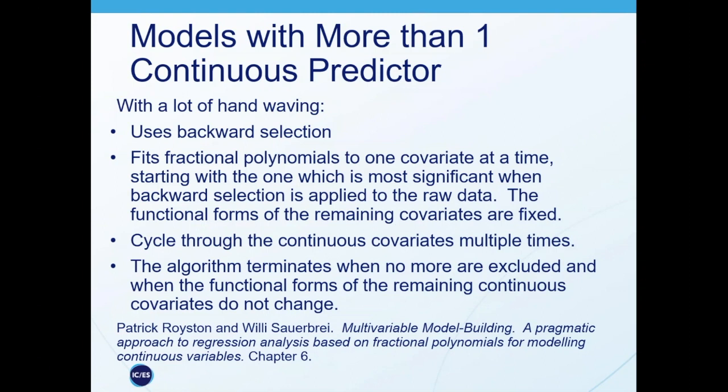It basically uses backward selection to determine which of the continuous covariates is the most significant, and it applies fractional polynomials to that single covariate first. And once it's found the functional form for that single covariate, it then goes looking for the next most significant continuous covariate. Hopefully some of your covariates may drop out in the process, and it applies fractional polynomials to that second covariate. And then if you have a third continuous covariate, you apply fractional polynomials to that third continuous covariate. And then you cycle back to the top, and you keep cycling through this model of using backward selection and fitting fractional polynomials until you don't exclude any more of your continuous covariates and the functional forms don't change anymore.